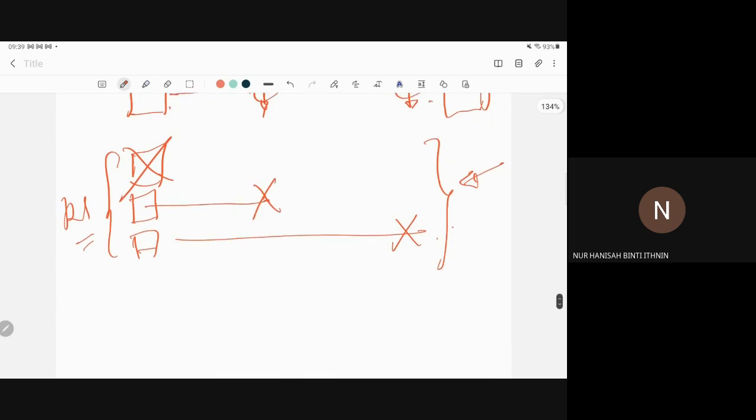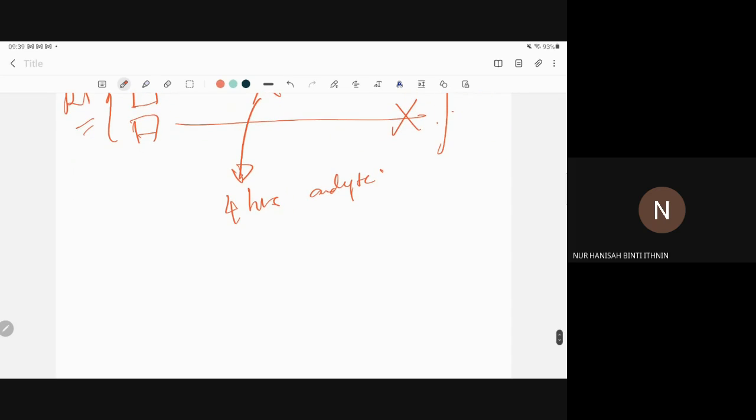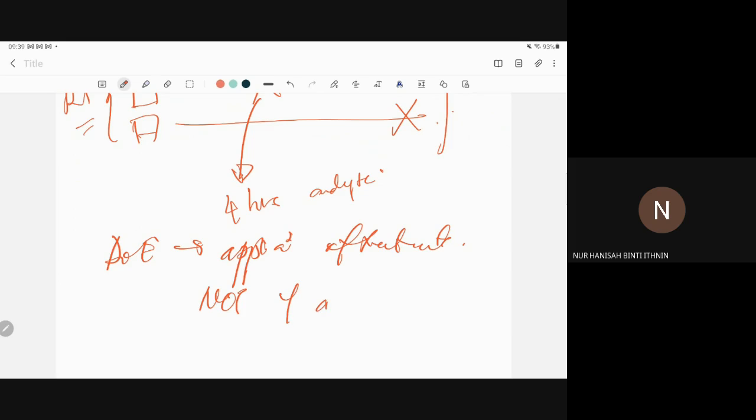So the question is, if you take a sample over here, then you need 4 hours to analyze the sample. So remember, design of experiment is regarding the application of treatment, not the analysis.